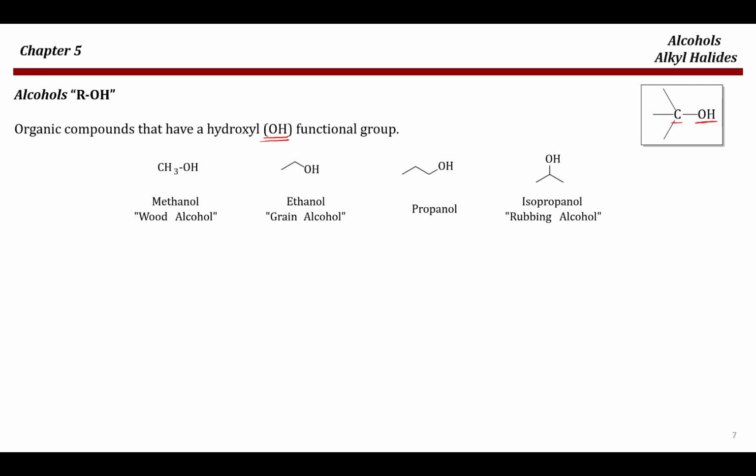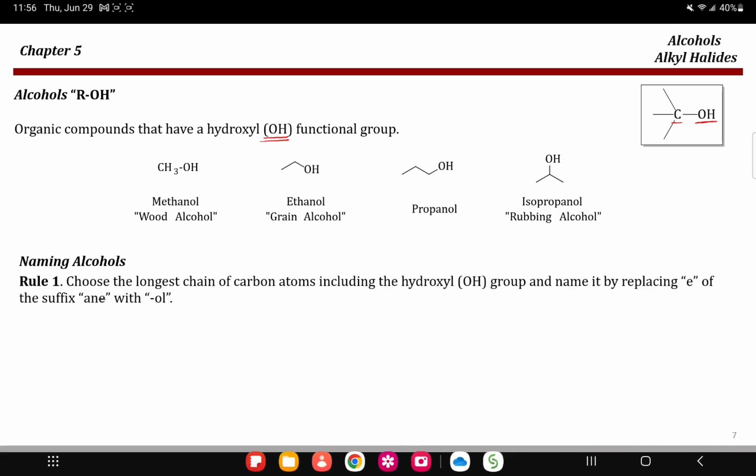The most common alcohols that we use in everyday life are methanol or wood alcohol, ethanol or grain alcohol, propanol or isopropanol, which is rubbing alcohol. What are the IUPAC naming rules for naming alcohols?